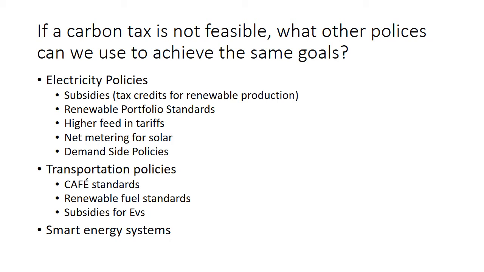But if a carbon tax is not feasible, what other policies can we use to achieve the same goals? These are the second best policies that potentially achieve the same goals, but typically they might only result in one of the desired outcomes from the previous slide. So electricity policies, we might have subsidies or tax credits for renewable production, renewable portfolio standards, high feed-in tariffs, net metering for solar, or demand-side policies. In the transportation sector, we might have CAFE standards, or renewable fuel standards, or subsidies for electric vehicles. And then we'll see smart energy systems at the end.